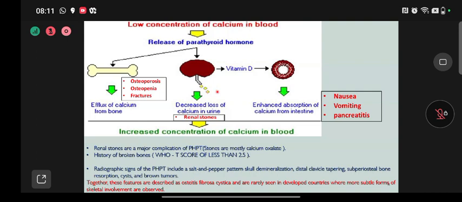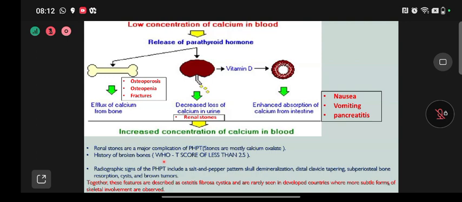And when it acts on the kidney, there is increased reabsorption of calcium, which causes decreased loss of calcium in the urine. Thus, there is a presentation of renal stones, and thus there is pain. And when it acts on the intestine, it causes enhanced absorption of calcium from the intestine, causing nausea and vomiting. Renal stones are the major complication of PHPT. Stones are mostly calcium oxalate. History of broken bones is there in the clinical presentation if symptomatic.